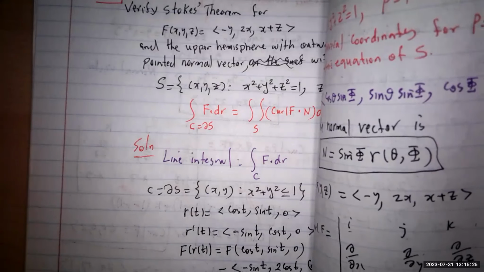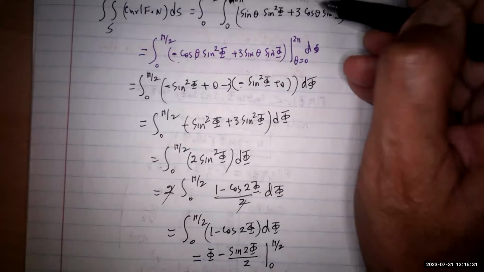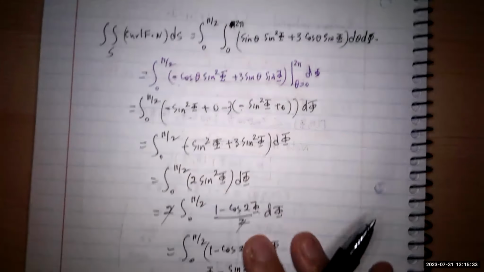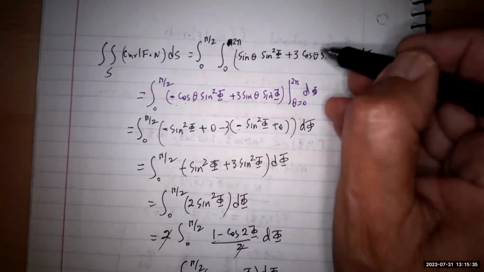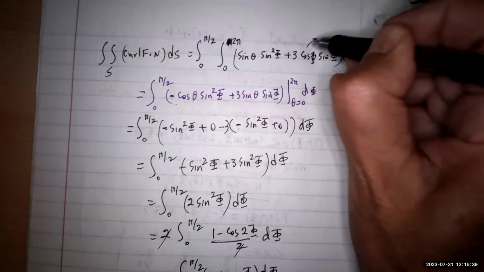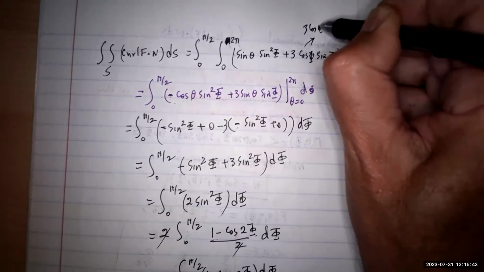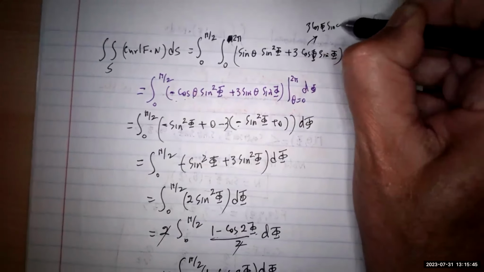You are right. Yes, excellent. This must be phi. Yes, you are right, so this must be phi. Okay, so this is 3 cosine of the phi and then sine of the phi.